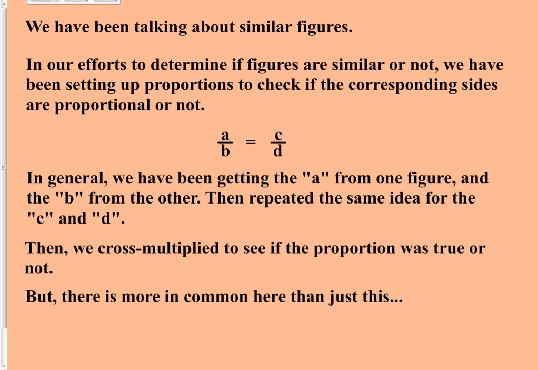Then, in order to determine if we had a good proportion or to solve for a missing value in our proportion, we cross-multiplied within the proportion and solved to see if either the proportion was balanced or to solve for the missing piece of information. But there's a little bit deeper connection going on inside of these proportions that we have not yet looked at. That's going to be the focus for today.